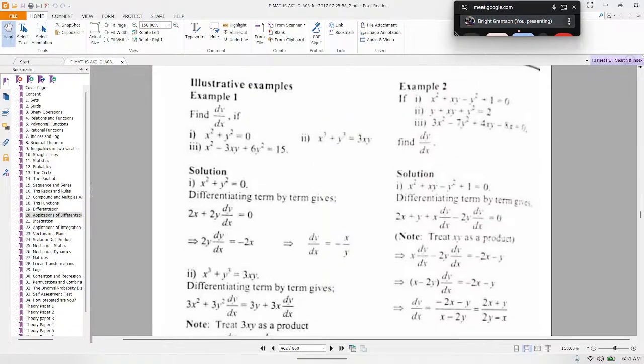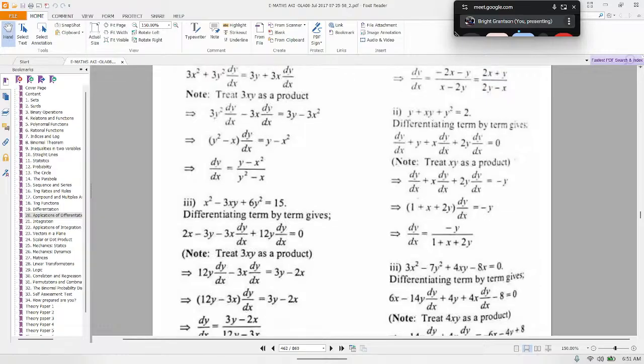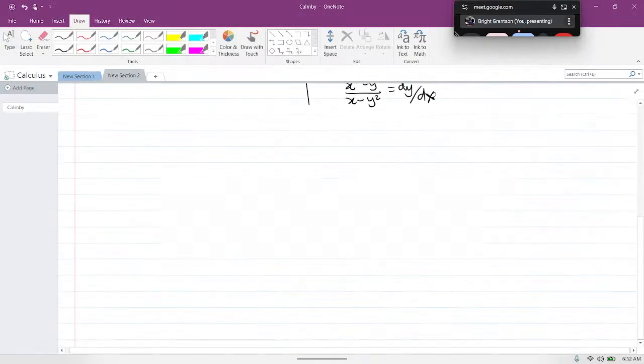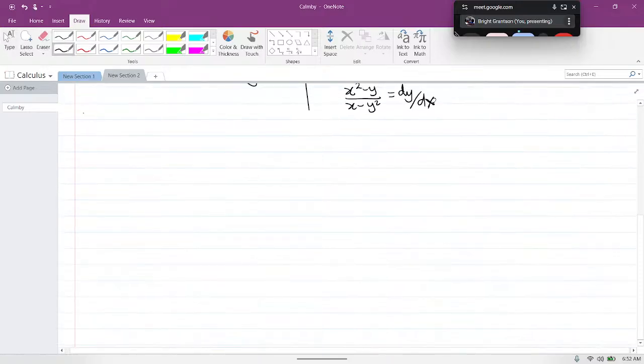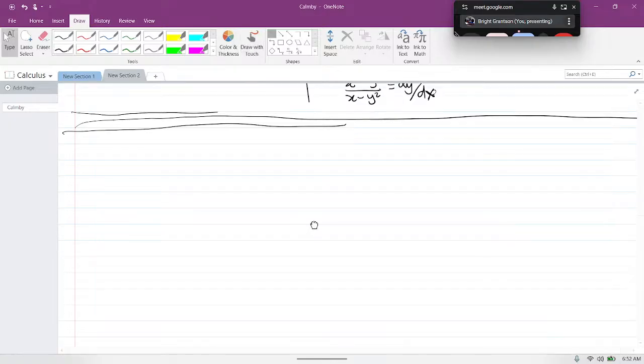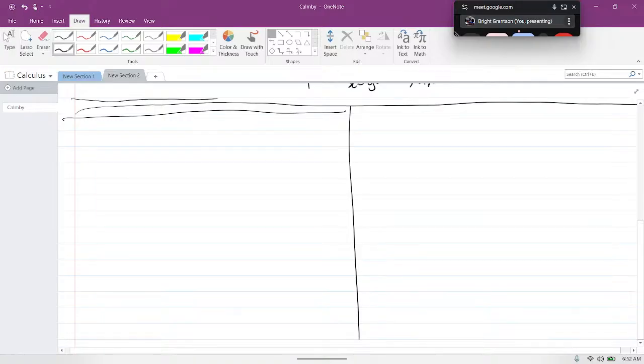Okay, let's go and choose more questions here. Let's do this one: 3x squared minus 7y squared plus 4xy minus 8 equals 0.